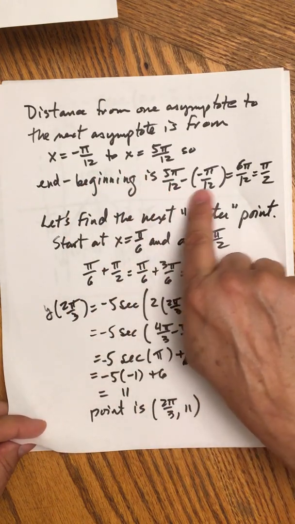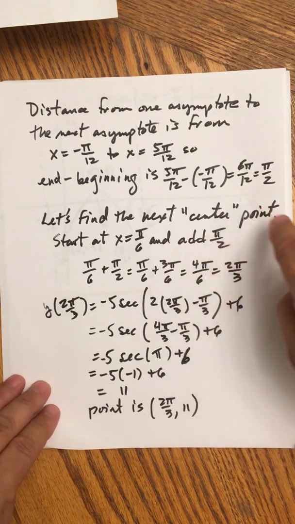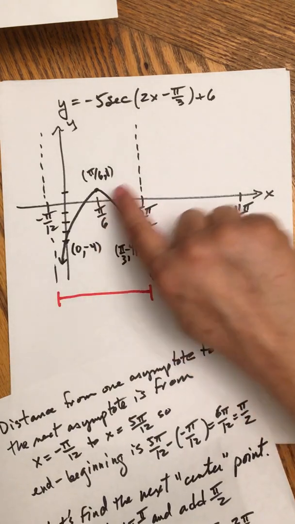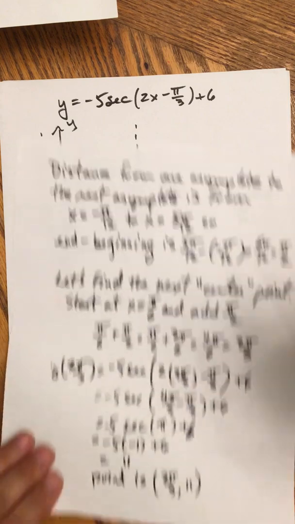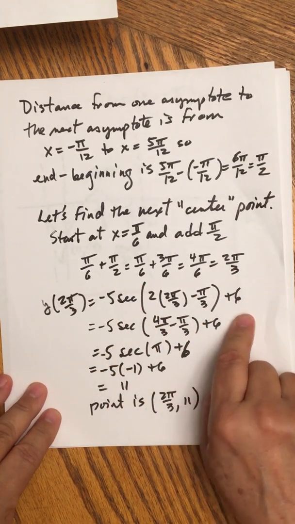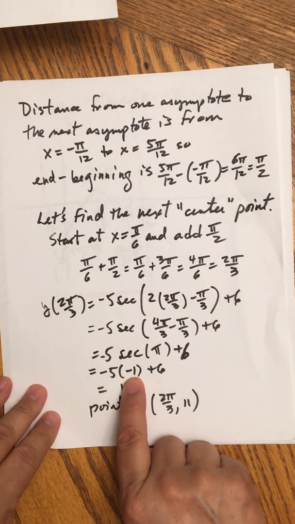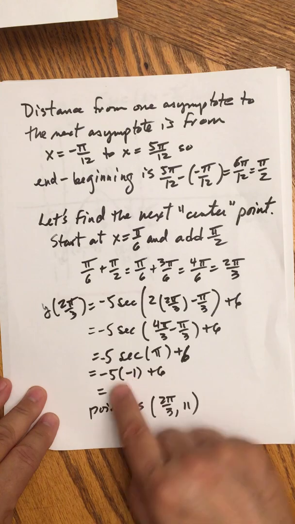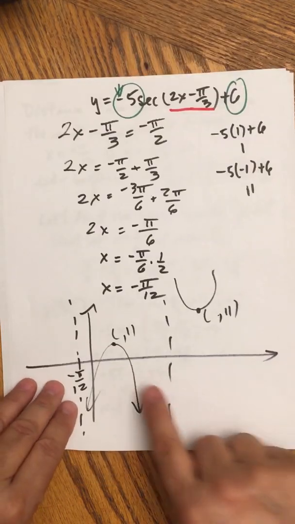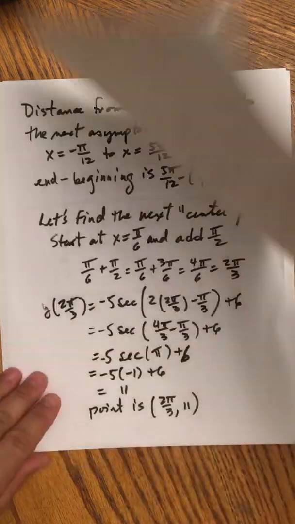So I just said, okay, 5 pi over 12 minus a negative pi over 12 is basically pi over 2. So the next center point, if I had here pi over 6, I add pi over 2. That's the value I'm going to get. So when I did that, I get 2 pi over 3. And here's just a check. When I put in 2 pi over 3, I get that this behaves like negative 1, which is what I would expect, right? Because one opens up, one opens down, and it's reflected.